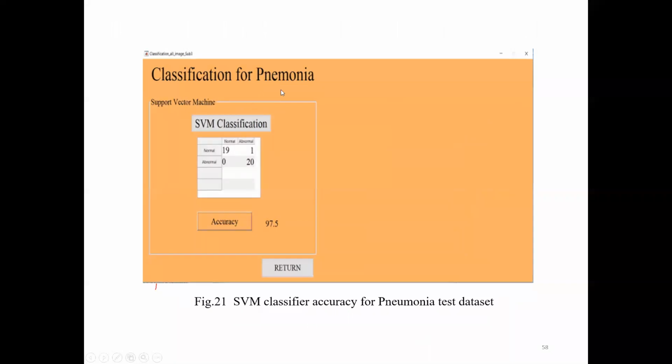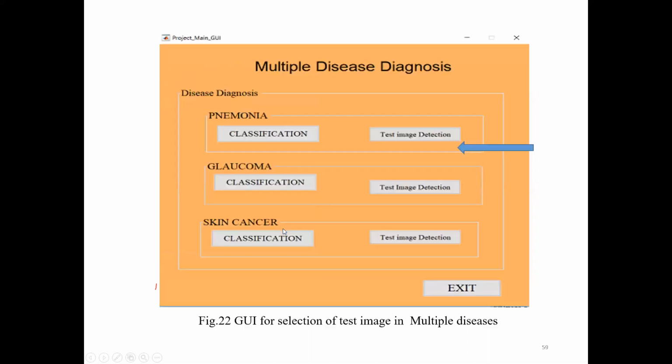GUI for classification of multiple diseases, here classification for pneumonia. So you have SVM based classification, support vector machine, clearly shown here: normal 19 and abnormal 1, total 20, and here abnormal 0 and 20, and the accuracy that we obtained is shown. SVM classifier accuracy for pneumonia test data set. We have given the pneumonia test data set, and finally we got the accuracy as 97.5.